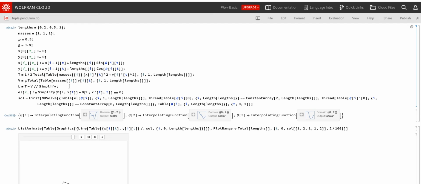I've got my Lagrangian as T minus V. I set up what the Euler-Lagrange equation is. I simplified it just in case that would help. I don't think it does. Again, it's the derivative of the Lagrangian with respect to the variable, minus the derivative of the Lagrangian with respect to the variable dot, and then an additional time derivative, set equal to zero. Then I use NDSolve. I set all of my initial conditions, in this case, to an angle of 2 radians, and the velocities are all set to zero. By the way, it has all of this lengths thing, so I can actually do a quintuple pendulum if I wanted to.